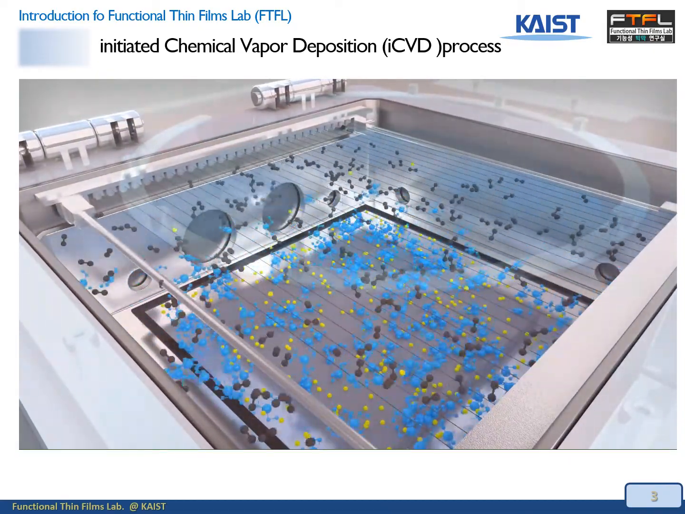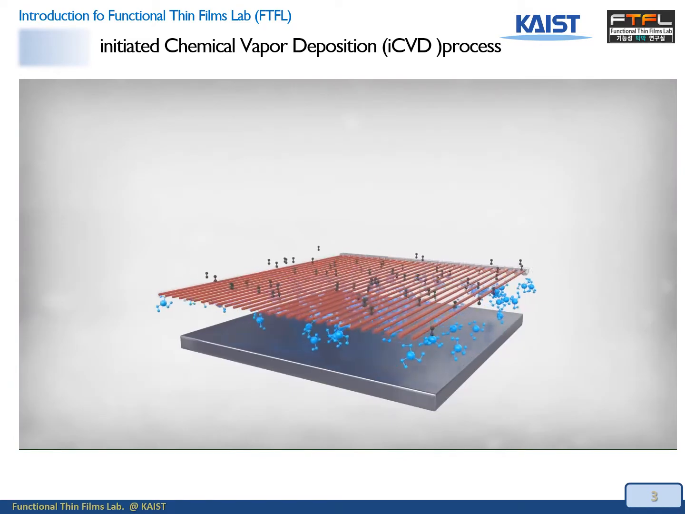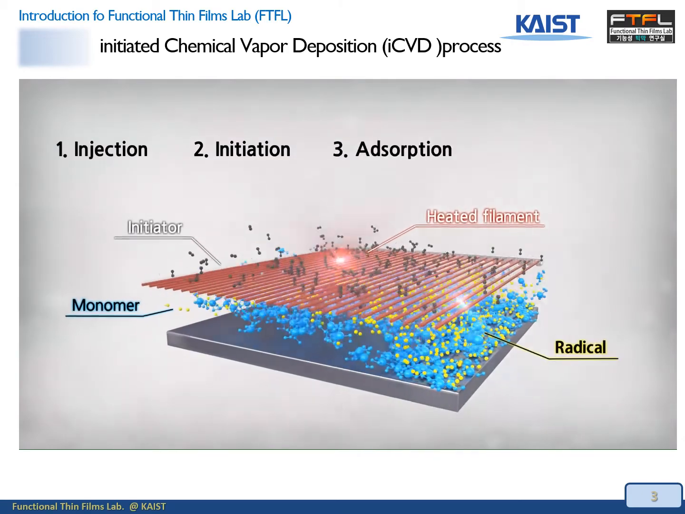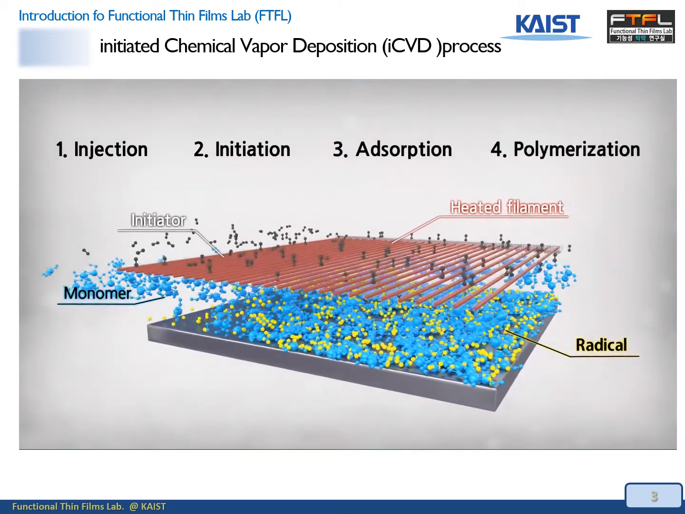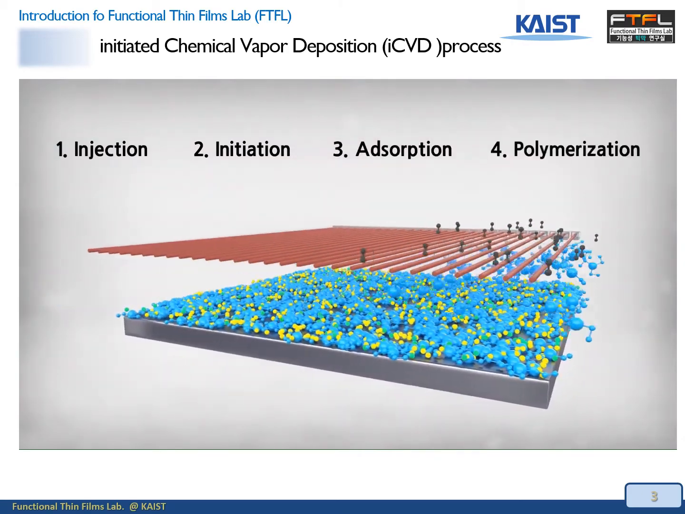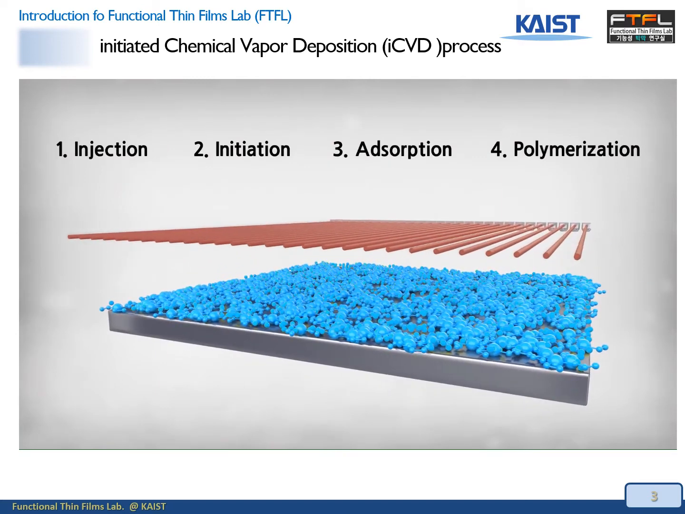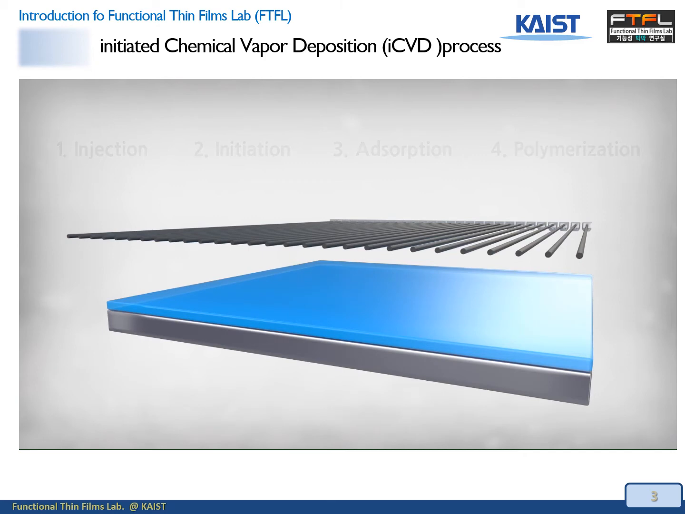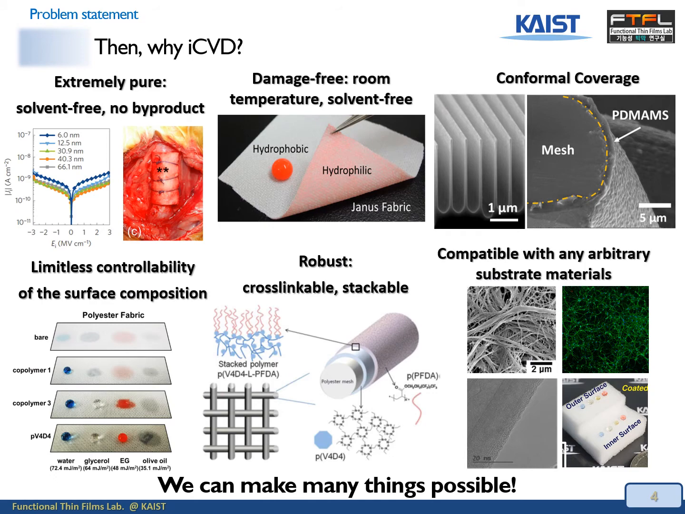In the iCVD process, vaporized monomer and initiator flow into a chamber where they contact resistively heated filaments. The initiator breaks down into radicals by the heated filament at the top of the chamber, and a free radical polymerization begins at the substrate surface due to the low temperature of the substrate. Our lab utilizes polymer thin films and applies them to various research fields.